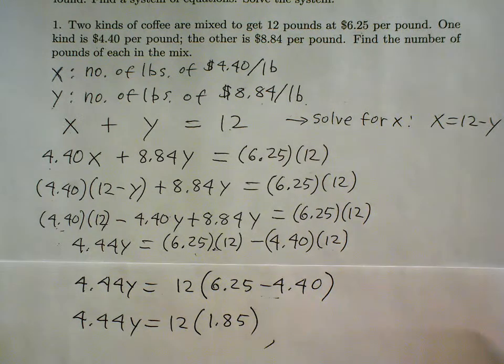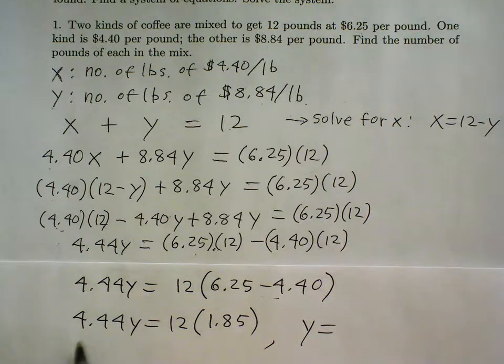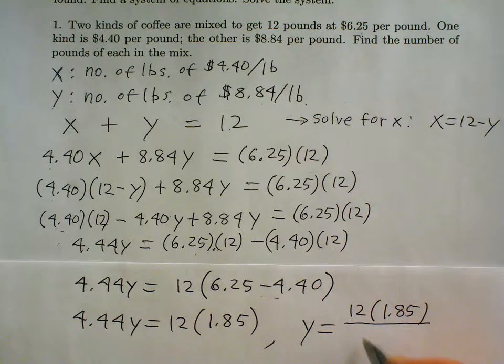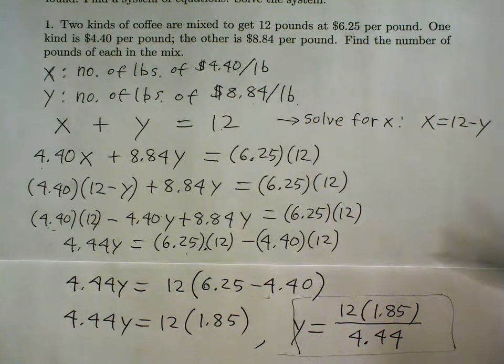Okay, then the last step, divide both sides by 4.44. So 12 times 1.85 divided by 4.44. Okay, I'll leave the rest of that for you to do. You're allowed to use a TI-30 calculator. And then once you know what the value of y is, you can use the fact that x equals 12 minus y to find the value of x.